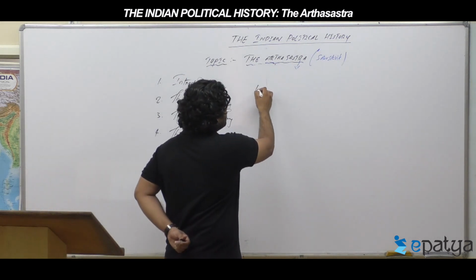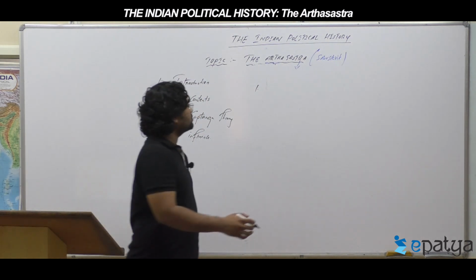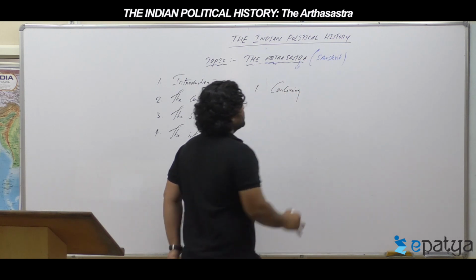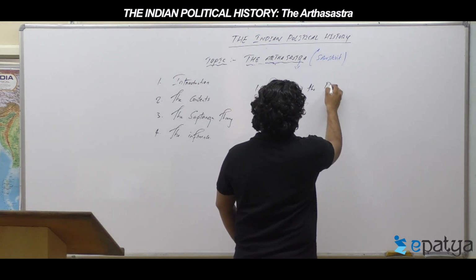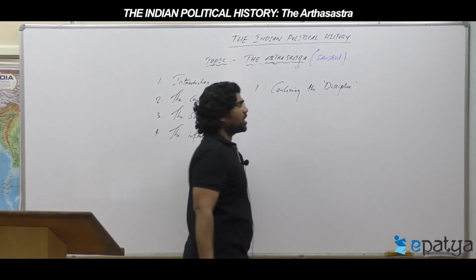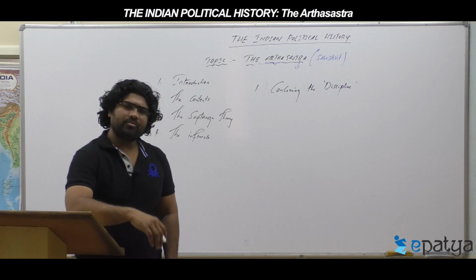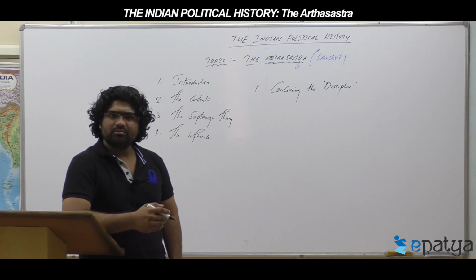Discussing the first book, this speaks about a topic concerning the discipline. It is normally called Vinaya Adhikarana. What are the rules, the code of conduct for a king, and how should a king be?